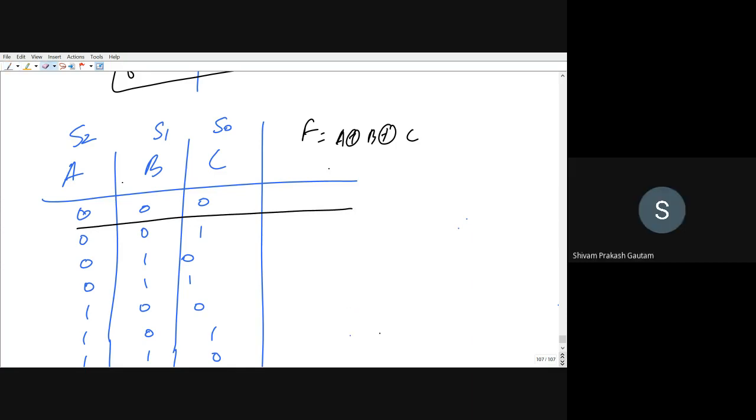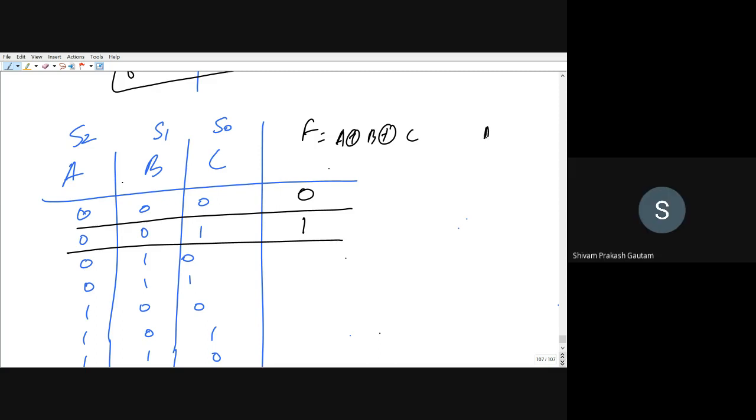0 XOR with 0 will be 0. So output we will be having 0. Here, what will be the output we will be getting? 0 XOR with 0 will be 0. 0 XOR with 1 will be 1. Right? XOR operation, I hope you remember.